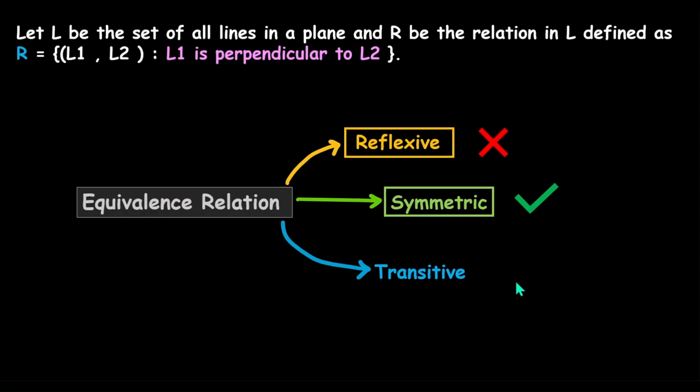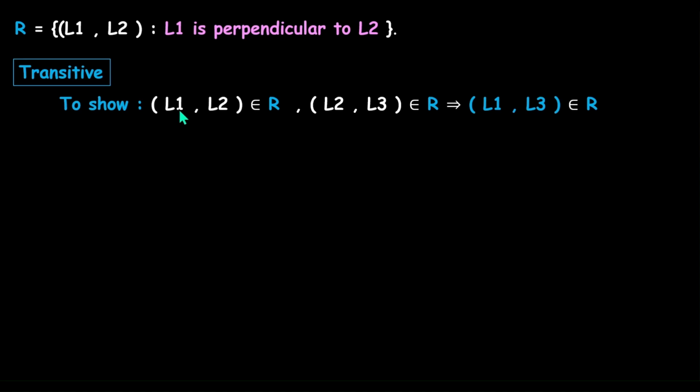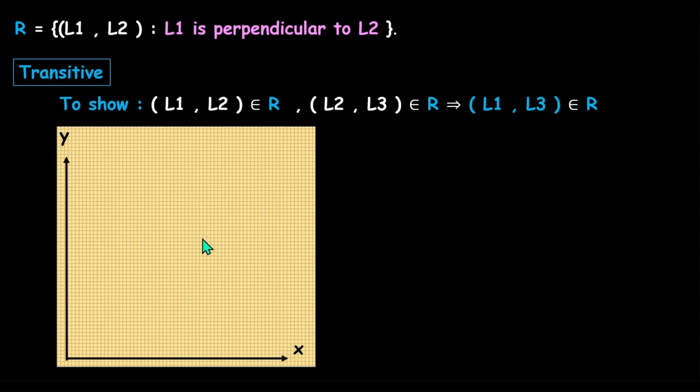Let's check the last property, which is transitive. So for transitive, what we have to show is that if there are two lines L1, L2 which are perpendicular to each other, and that's why they belong in the relation, and there's another two lines L2, L3 which are also perpendicular and they belong to the relation, we have to show that L1, L3 should also belong to the relation. So let's take our three lines. Let's take our plane. We have a first line L1. Let's take the perpendicular line L2 because we know that L1, L2 belongs to the relation. This is not what we're proving. This is what we already know.